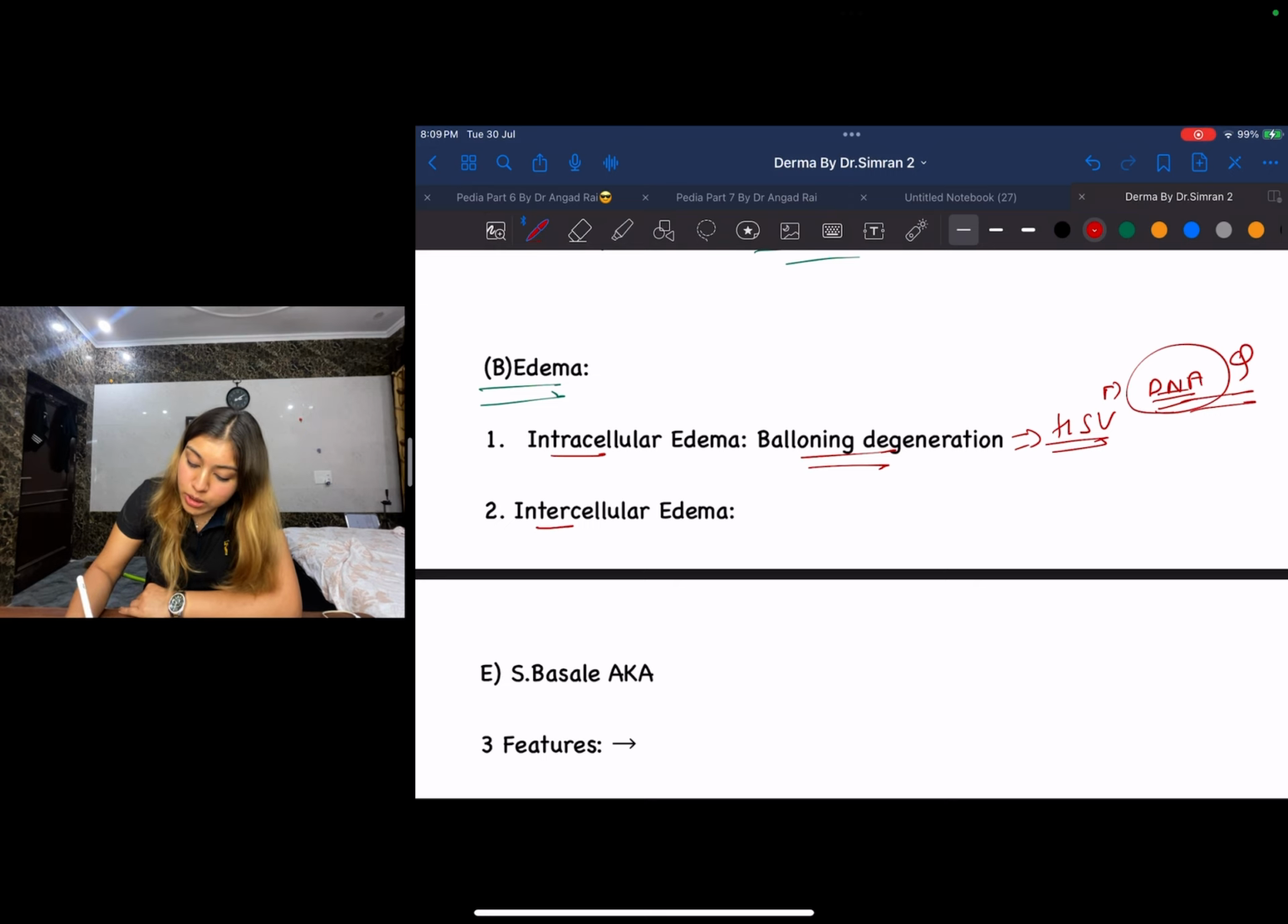Next, what is intercellular edema? It is called spongiosis. And where is it seen? It is seen in acute eczema.